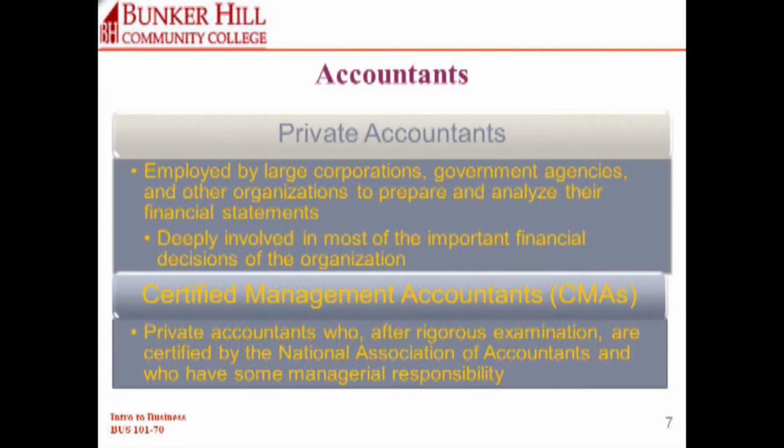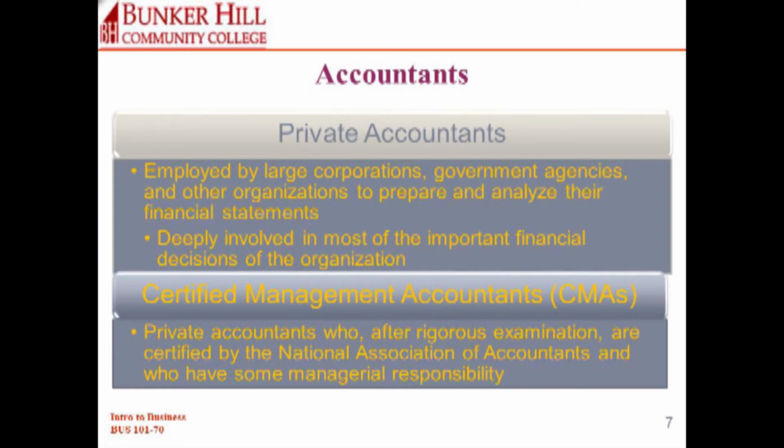Slide 7 covers private accountants. These are people who work on staff for large companies. They can work for government organizations. I work for the government. We have a few accountants working for us to make sure that our statements that come in, money coming in, money going out, is correctly collected and reported in the appropriate fashion so that we can do our budgets.